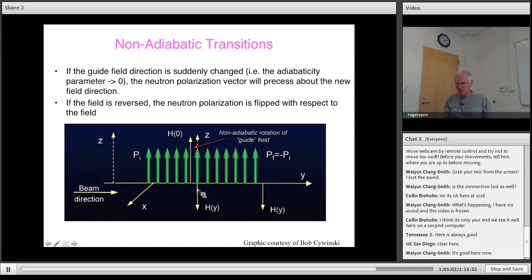I see what this is now. This is the y direction in this plot, and so this is the field at y equals 0, and then this down arrow here is the field at y equals 0 plus a little bit. So this would allow you, if you wanted, to make what's called a flipper. In other words, a device which switches the direction of the polarization with respect to the magnetic field.